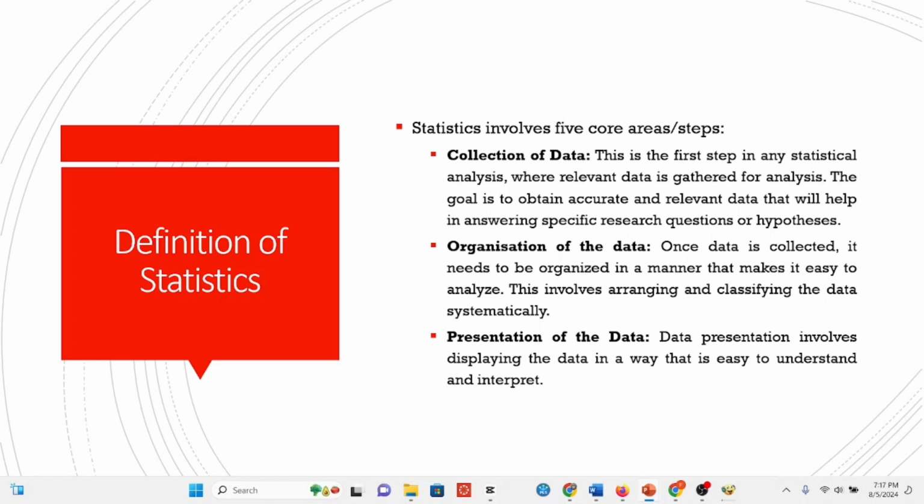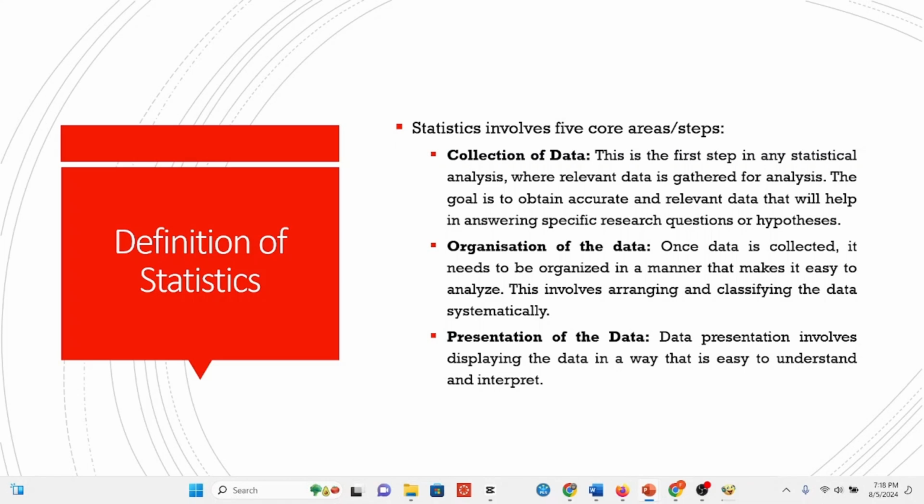Once data is collected, it needs to be organized in a manner that makes it easy to analyze. This involves arranging and classifying the data systematically. Once the data is collected, the next step is to organize it systematically. This process involves classifying, sorting, and arranging data in a structured format, such as spreadsheets or databases, to make it manageable and ready for analysis.